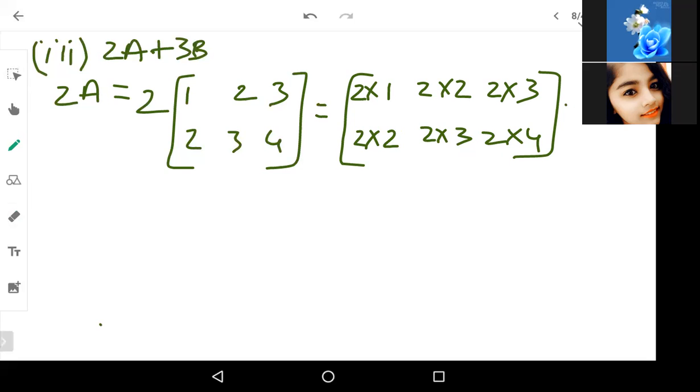Now let us find the final matrix for 2A. So 2 ones are 2, 2 twos are 4, 2 threes are 6, 2 twos are 4, 2 threes are 6, 2 fours are 8. So this is the matrix for 2A. Understood scalar multiplication? Any doubt here? Understood how to find 2A?